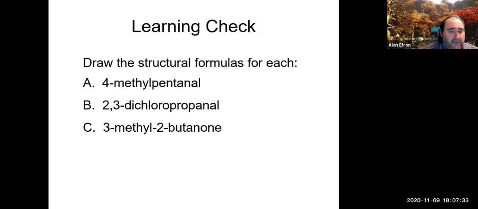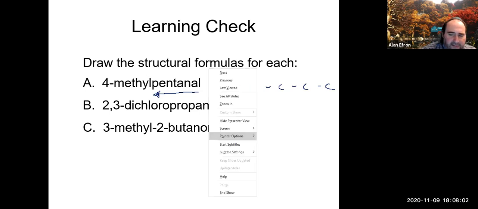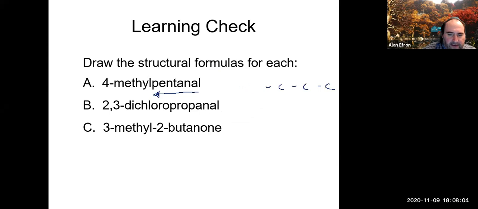Okay, so when we draw these guys like normal, we're going to kind of work our way backwards. And remember, it's almost easier to draw these things from the name. So when we see penta, the penta part does mean that we have five carbons, so we'll start with that. Al means that we have basically our aldehyde group there. And since you are drawing it, you could put it at either end.